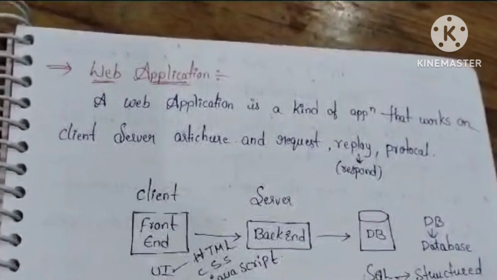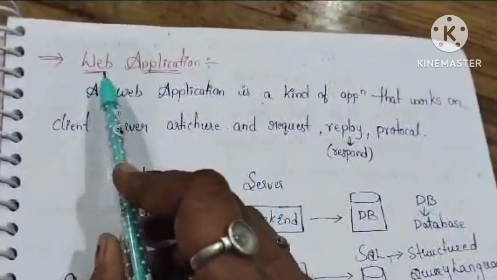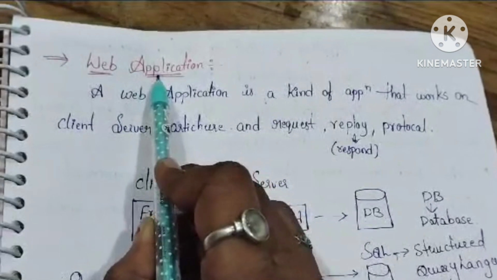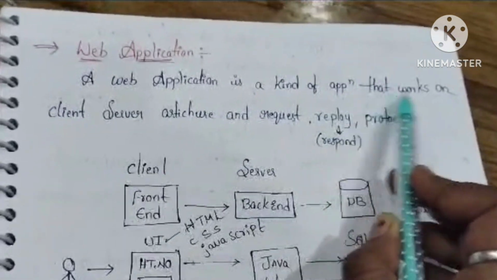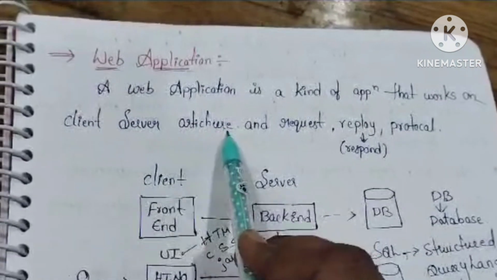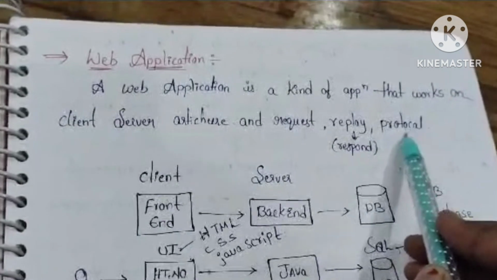Today we will discuss the basics of HTML in an easy manner. So what is a web application? A web application is a kind of application that works on the client-server architecture and the request, reply protocol.